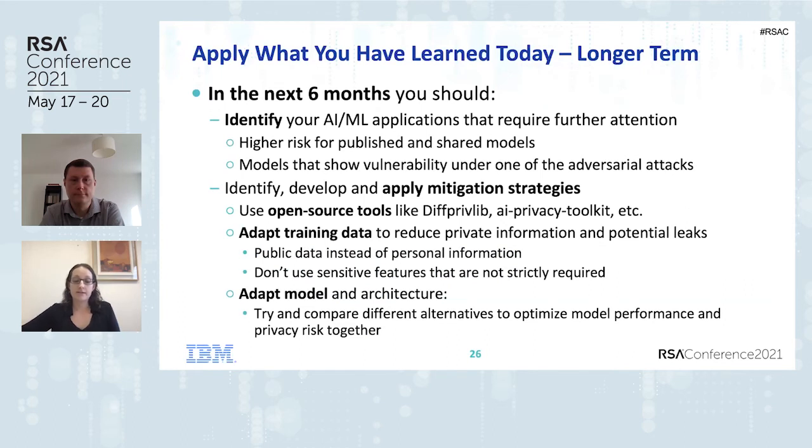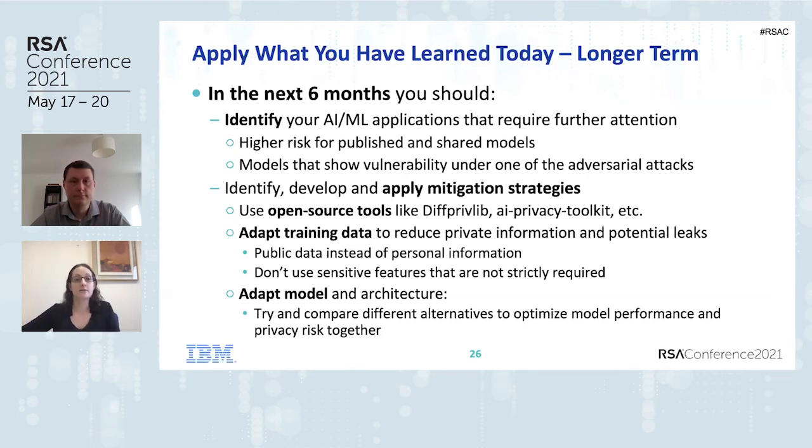And in the longer range, you should identify your high-risk models based on how they're deployed or published and vulnerability to one or more of the attacks. And then start applying mitigation strategies. One option is to use open source tools like diffprivlib and AI Privacy Toolkit and more that provide defenses for models against these types of attacks. Another option is to try to change your training data such that it will contain less personal information. If, for example, you can use public data instead of personal information, that's great. If not, at least try to abstain from using the most sensitive features unless they're really required.